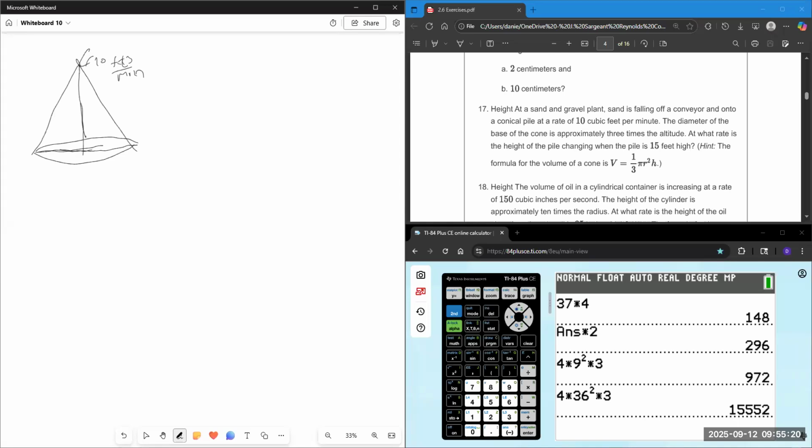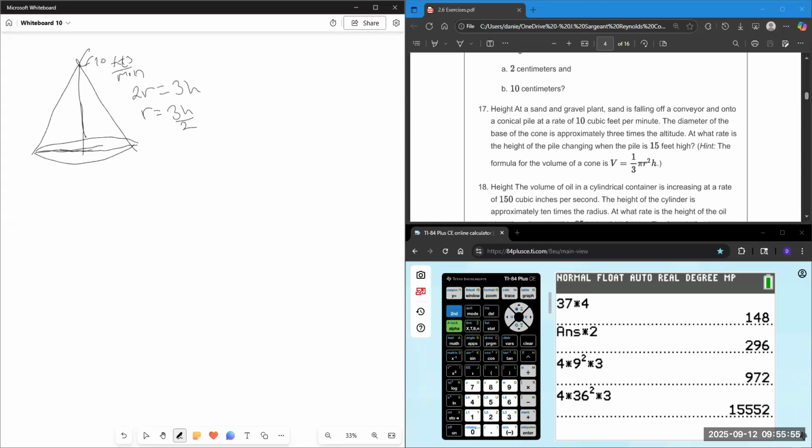The diameter of the base of the cone, which is 2r, is 3 times the altitude. So the altitude is the height they're talking about, h. At what rate is the height of the pile changing? So I want to get it in terms of h, so I want to solve for r to eliminate r from my equation. So r is 3/2 h, or 3h over 2.